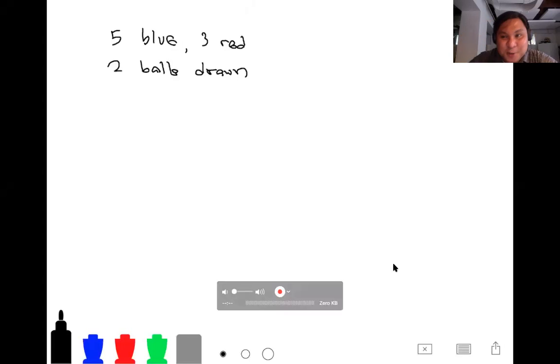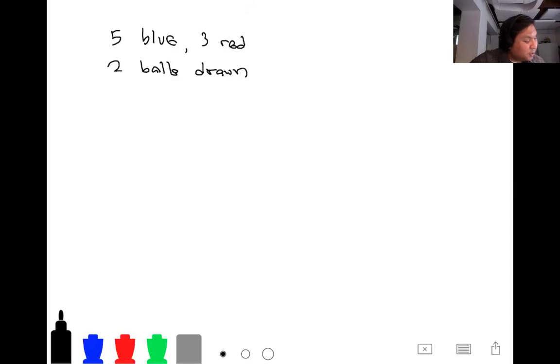Okay, so in the particular urn, you actually have 8 balls. 5 of them are blue, 3 are red. And then you're supposed to draw 2 balls. So the question is whether it's an independent or dependent event if you draw with replacement and if you draw without replacement. So let's focus on the first question first.